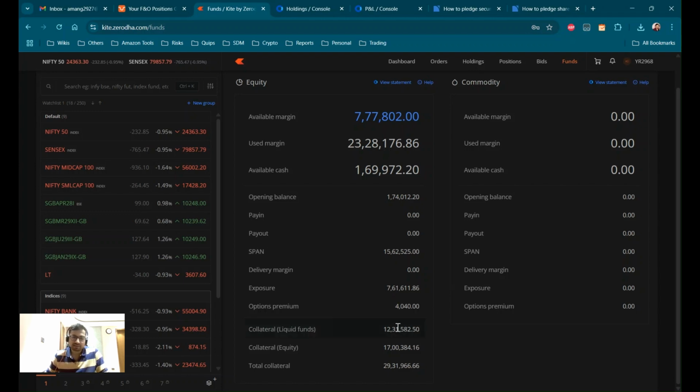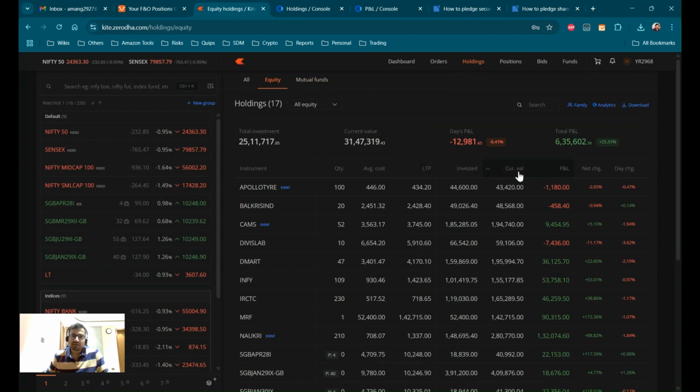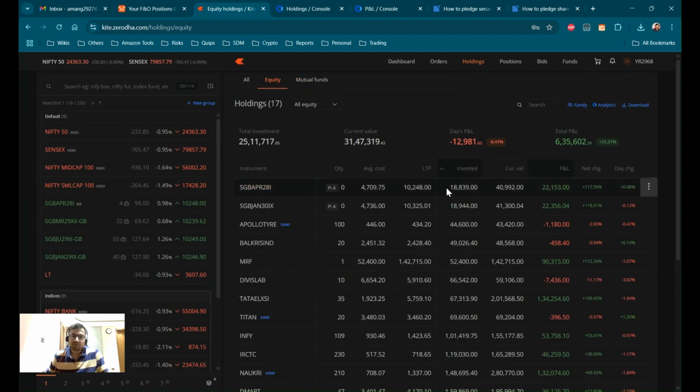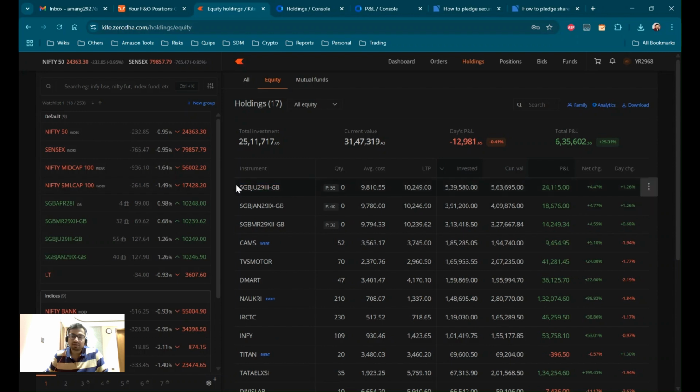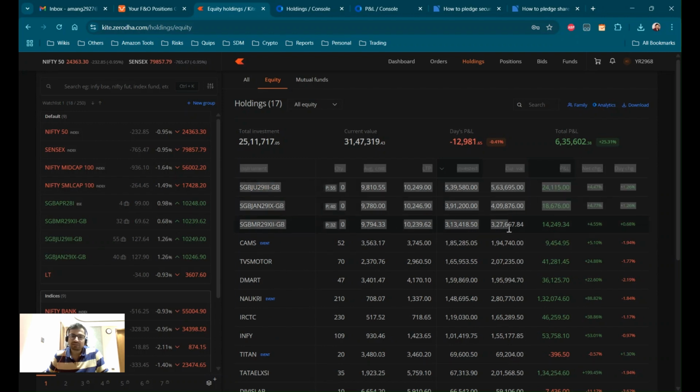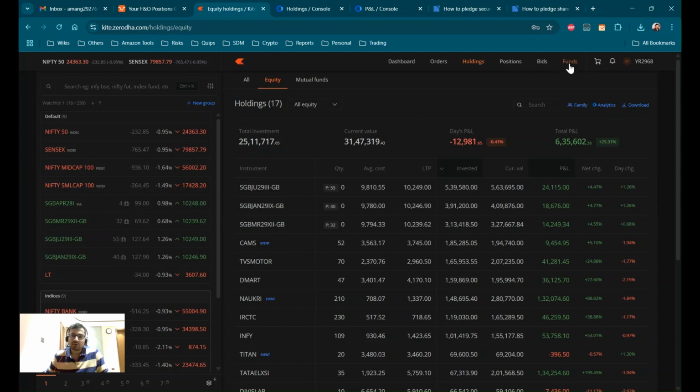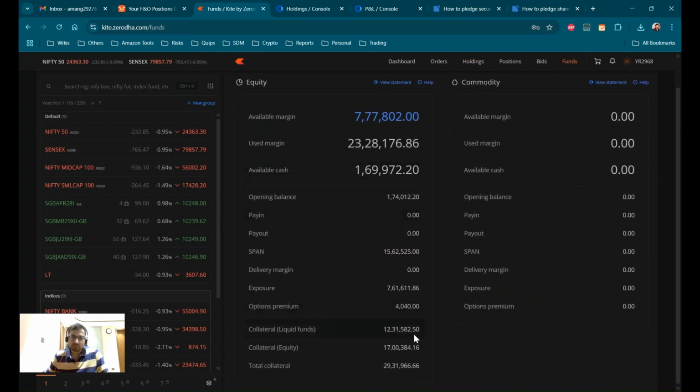So that's why it's necessary that we divide our collateral between liquid and equity. We just cannot use all equity as a whole. We can definitely use all liquid but not all equity, right? So for that purpose, what I've done specifically, I've purchased some Sovereign gold bonds. As you can see here, these are some bonds that I've purchased, and even in my holdings, these are Sovereign gold bonds that allow me to have this kind of a margin in liquid funds.